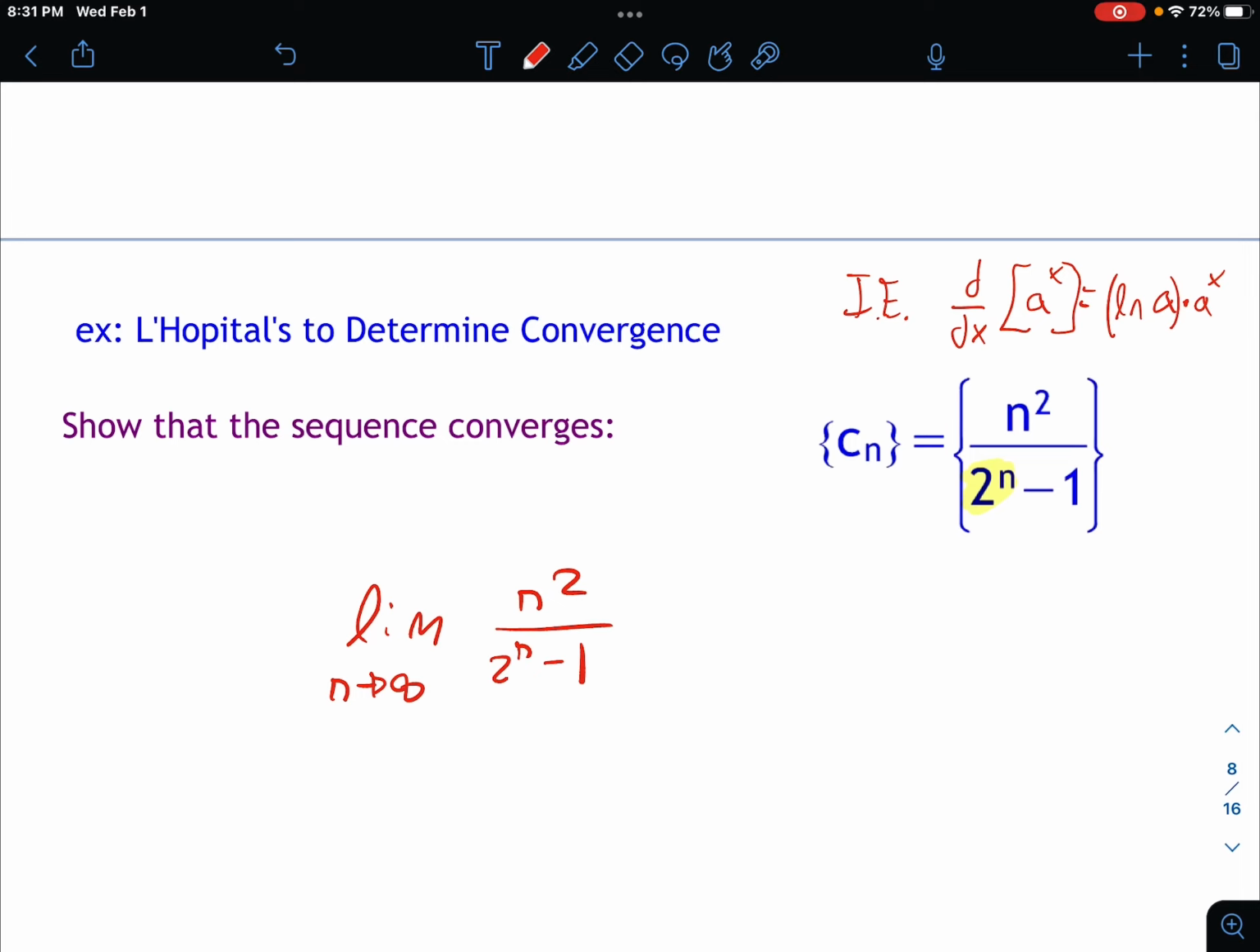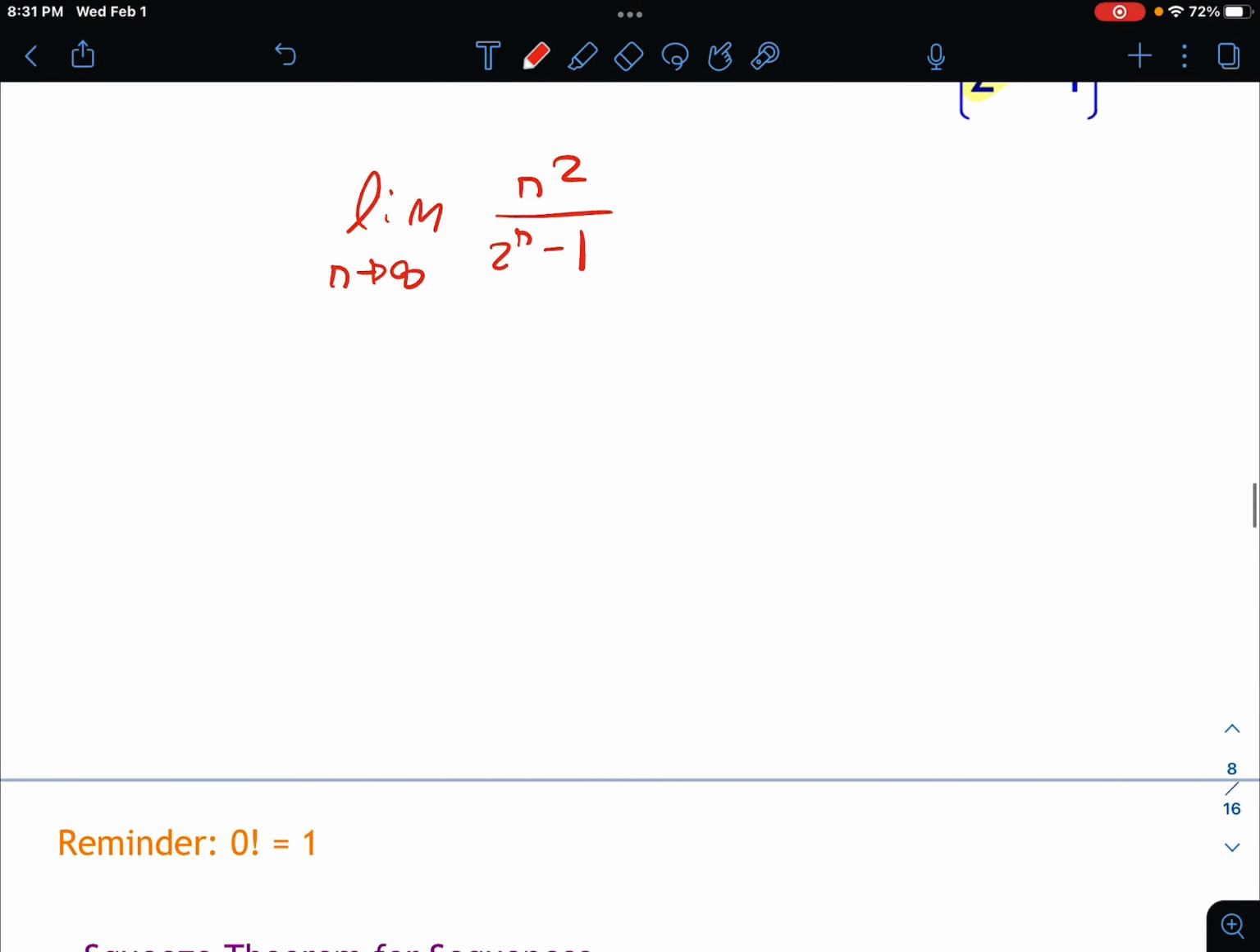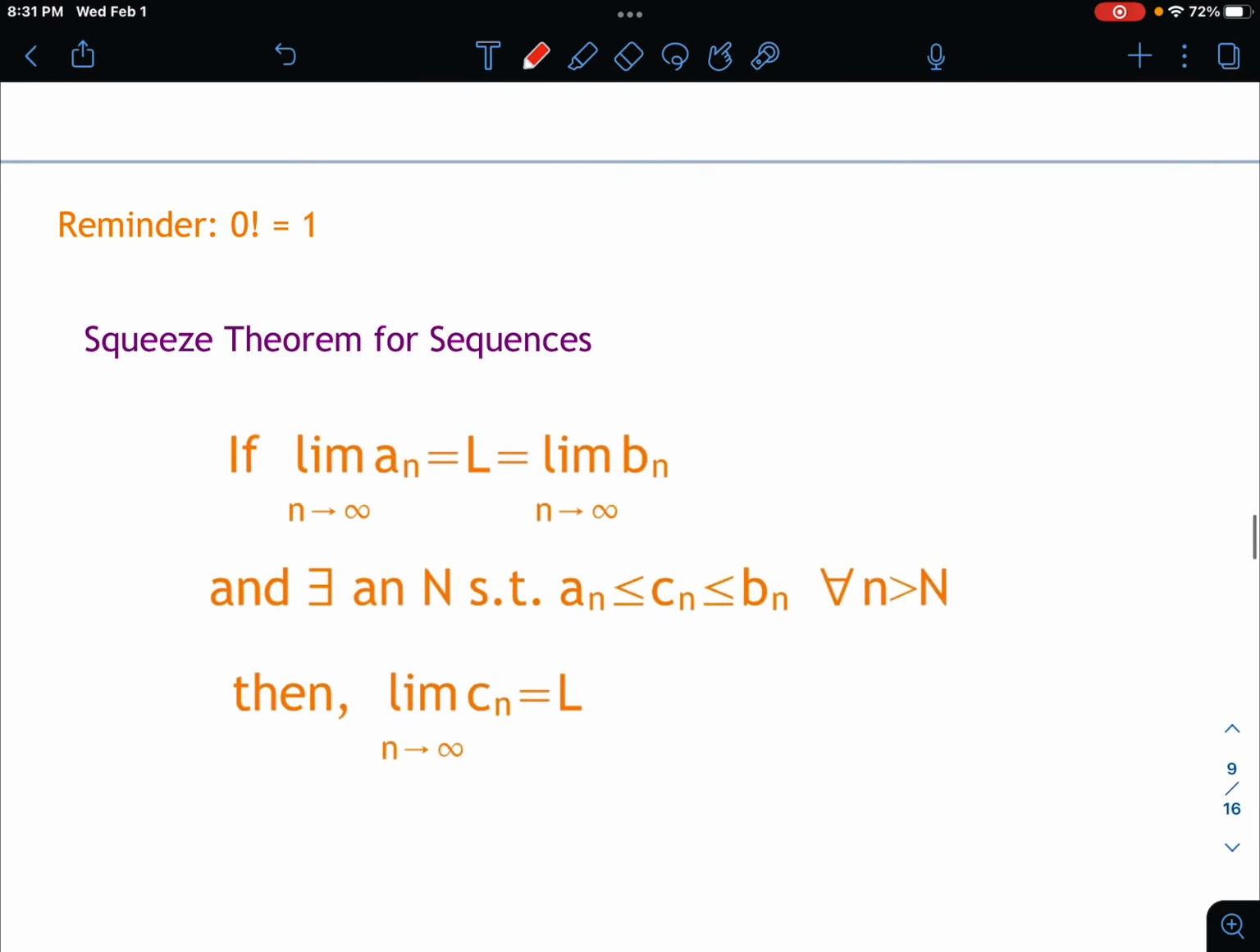All right. So here, we're moving on to this next topic, okay? This next topic is one that you may see. Essentially, what you're going to be using is something called the squeeze theorem. We've already seen the squeeze theorem before. You're going to see it again. This is the squeeze theorem for sequences.